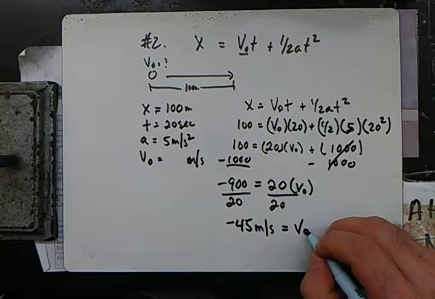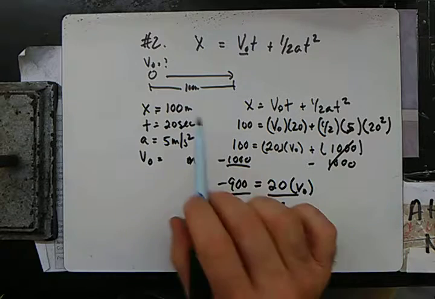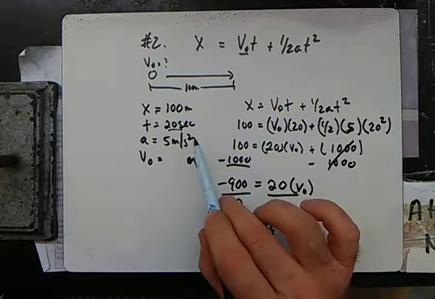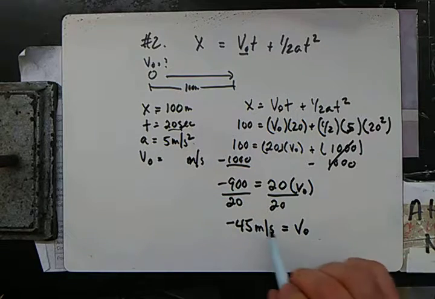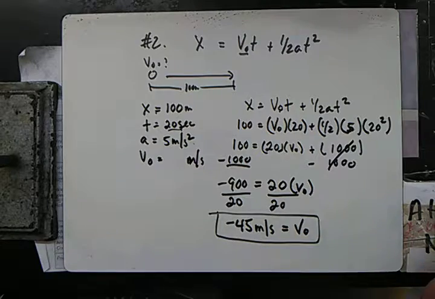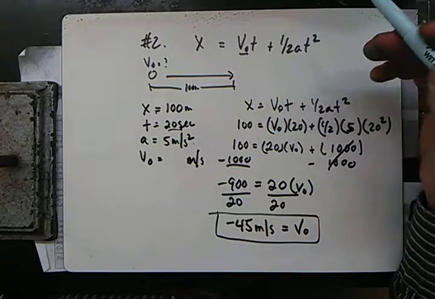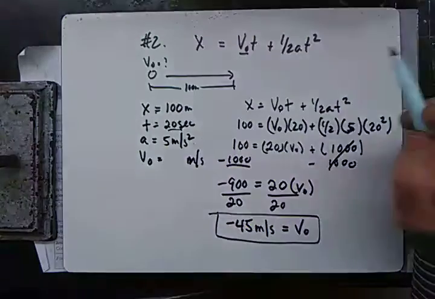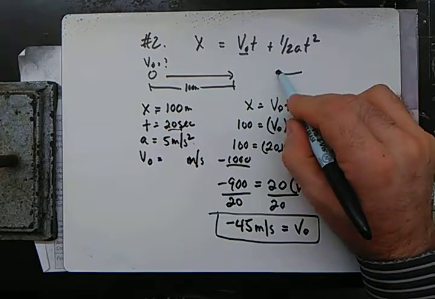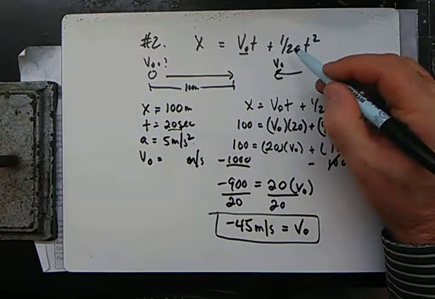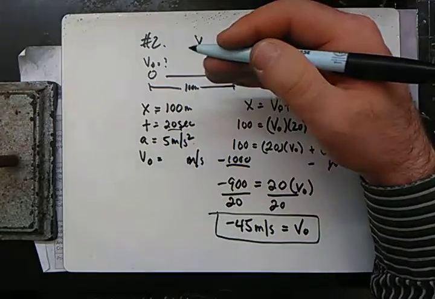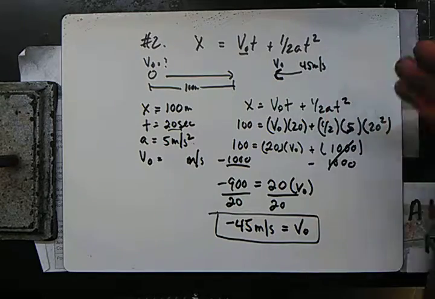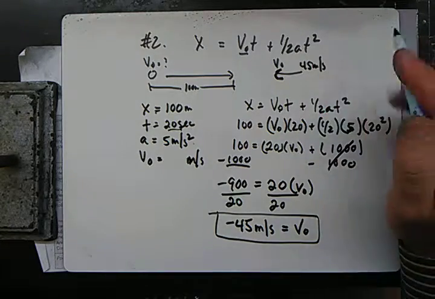Okay, this is an interesting one. Now, I put a time of 20 seconds here. I said the acceleration was 5 meters a second squared, and I came up with a negative number. Now, very interestingly, this is saying that the ball had to have had a velocity in this direction, which is kind of interesting. So 45 meters per second this way, and then something gave it an acceleration to the right.